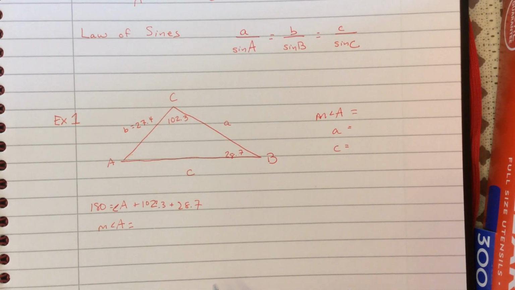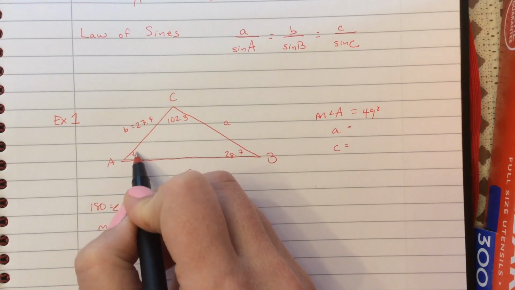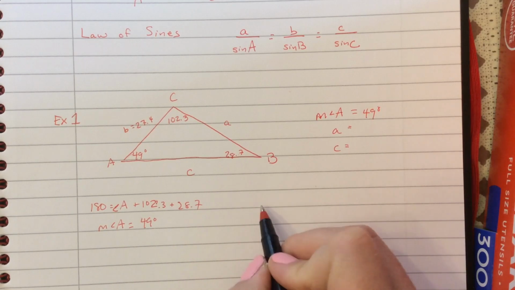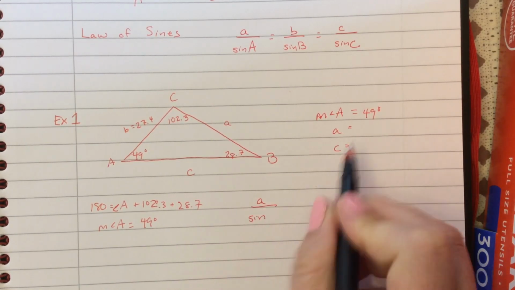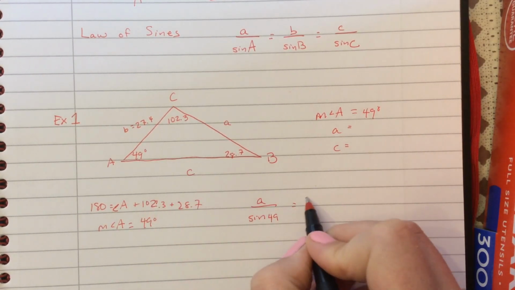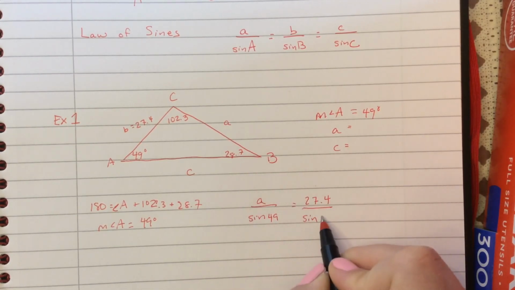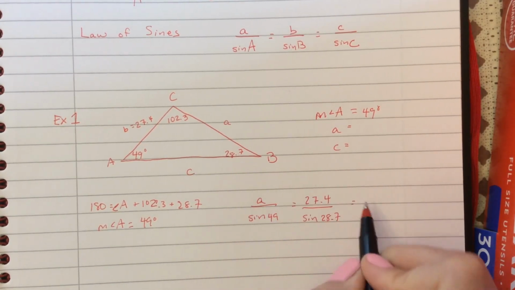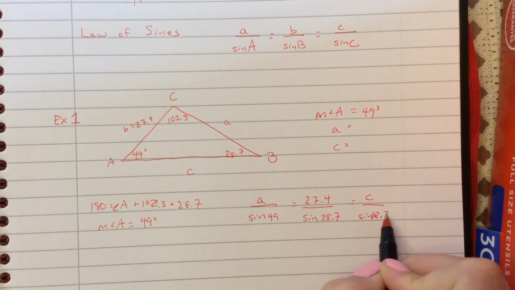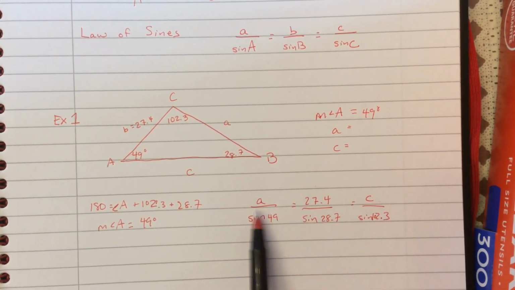Let's put it in our calculators. We get 49 degrees. So if we set up our proportion, it's going to be side A, which we don't know, over the sine of angle A, which is 49 degrees, set equal to side B, which is 27.4 over the sine of angle B, which is 28.7, equals side C, which we don't know, over the sine of 102.3. So this is our proportion.